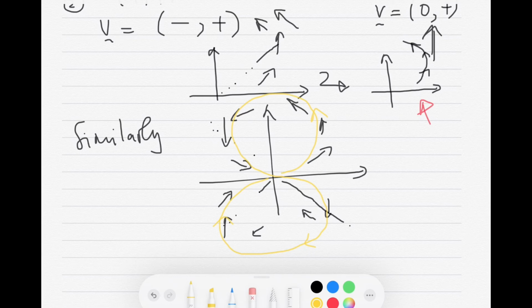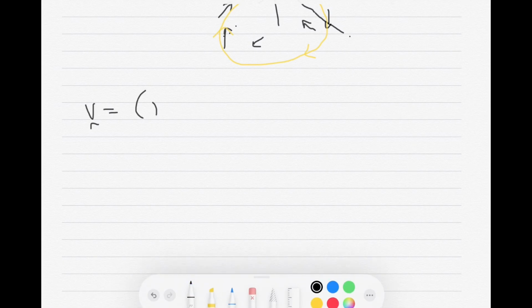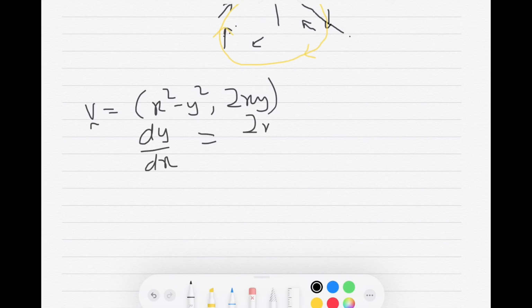What the exact shape of these would be, well, that will be determined by solving the differential equation. Right, what are the exact shapes of this? So what we have is that from the vector field V, just recall the vector field V is again x squared minus y squared, 2xy, and the first component is equal to dx/dt, the second component is equal to dy/dt, and if you divide this dy/dt by dx/dt, we get dy/dx equals 2xy over x squared minus y squared.